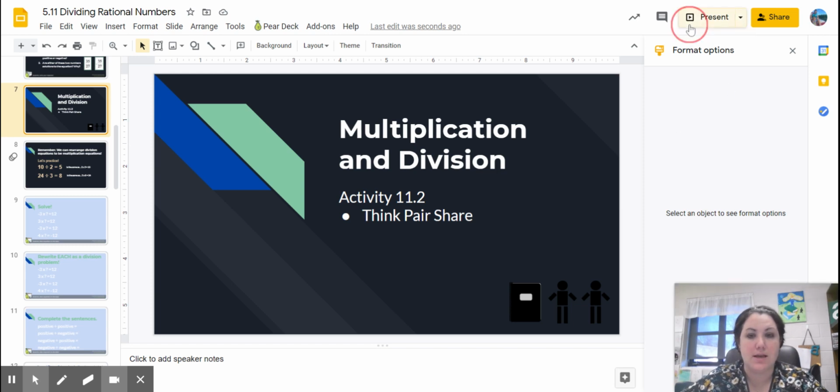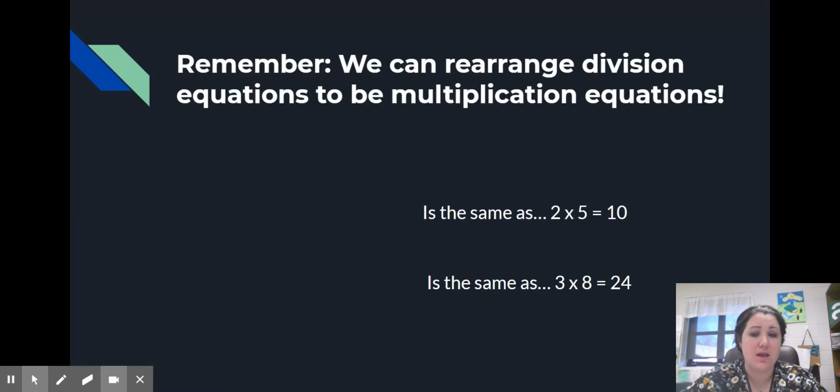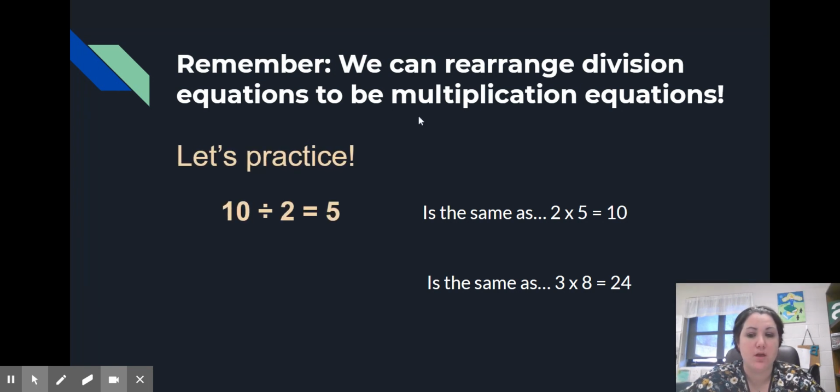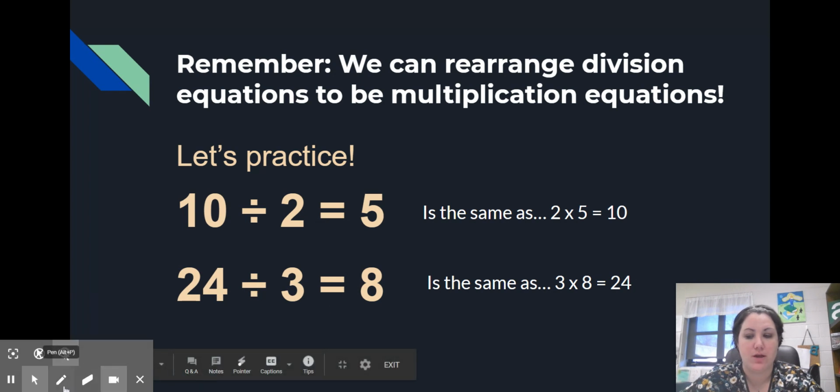For the lesson today, the main activity, we're going to work with tying together multiplication and division. Basically, we're going to be thinking about our fact families here. So we can always rearrange division to be multiplication. So for example, 10 divided by 2 is actually the same thing as 2 times 5. And 24 divided by 3 is actually the same as 3 times 8.